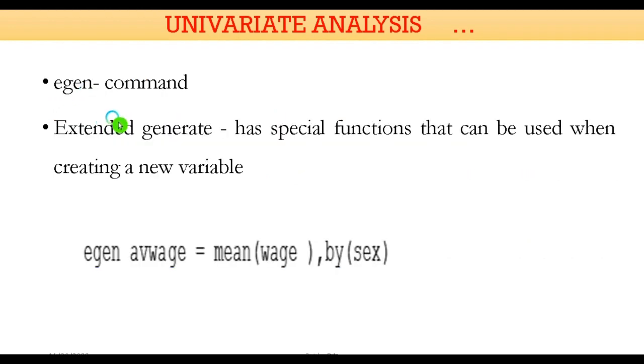The other, you can generate new variables in order to examine the distribution of your variable. In order to create one, you can use the command extended generate, which simply means writing the egen command in STATA. For example, simply you can write egen av, meaning average of wage, which is equal to mean of wage. Maybe you can say by location or by another variable.